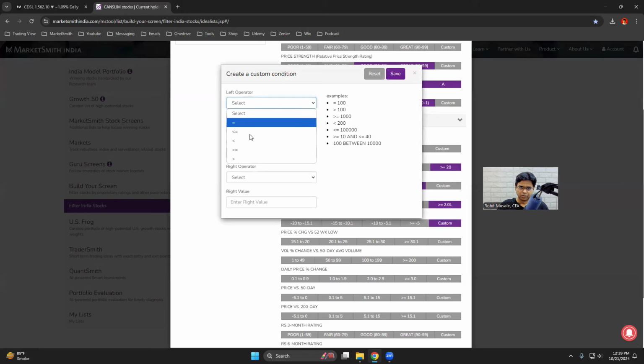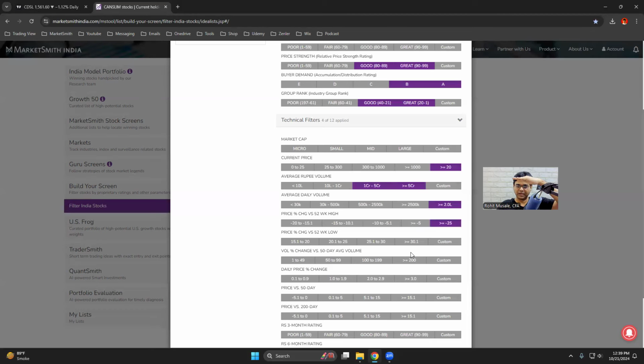Okay. Next, price compared to 52-week high. So it should be greater than minus 25. What does this mean? If this is the 52-week high and the current price is below the 52-week high, it should not be more than 25% below the 52-week high. Basically, we are selecting stocks which are near their 52-week high and we are giving a 25% cushion there. Okay. Because that is the base forming area.